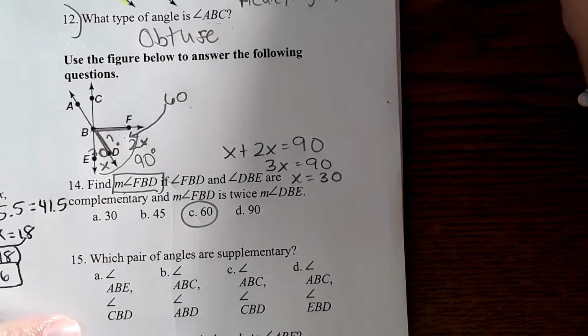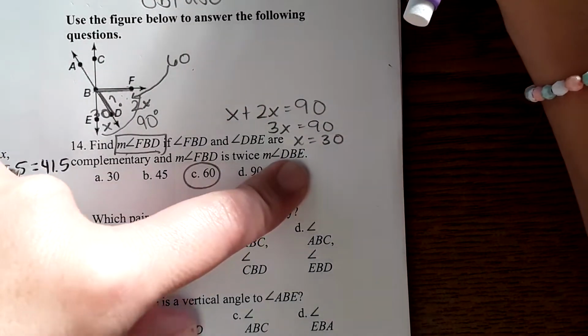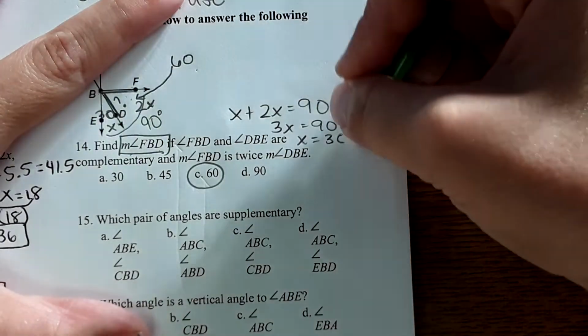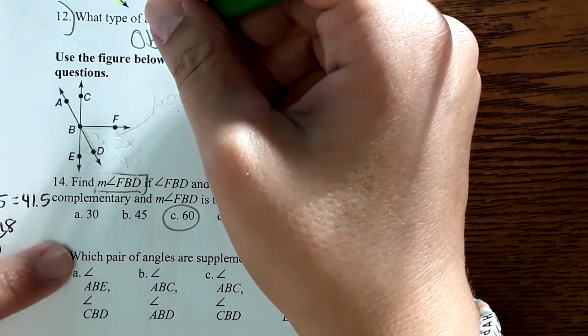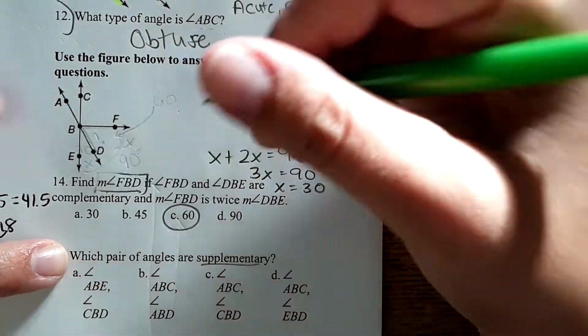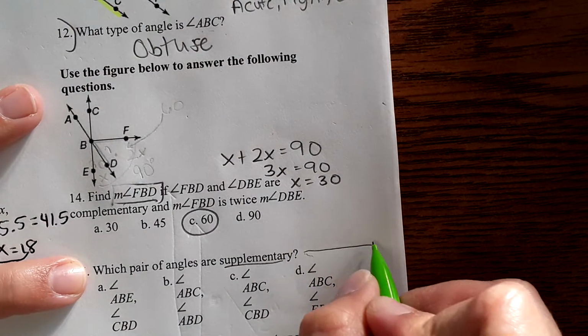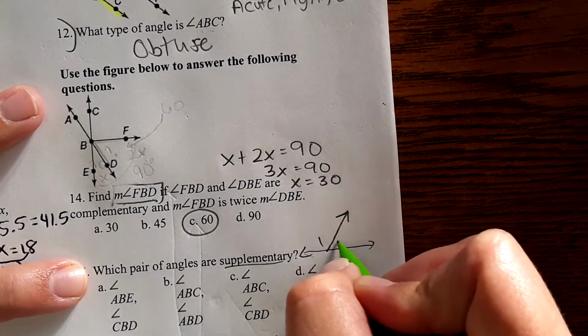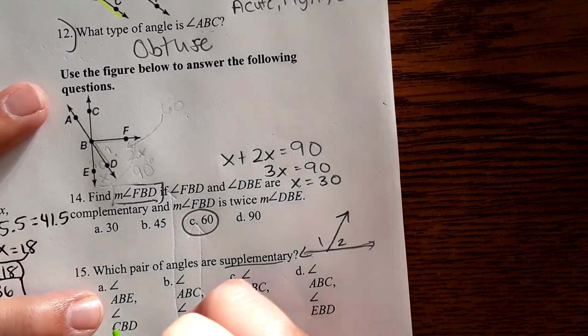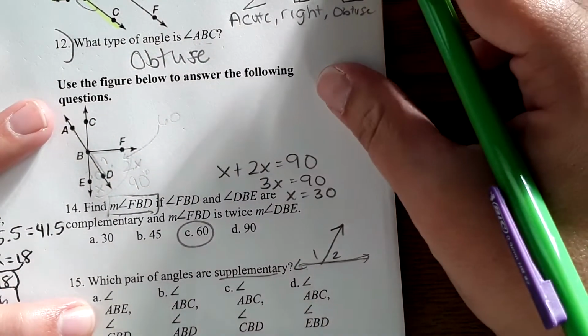Okay, back to vocabulary again. Does everybody have this down? I'm going to erase. Okay. I'm going to be using this again, so I'm erasing this. Okay, which pair of angles are supplementary? Remember, supplementary angles come together to form a straight line, so you're looking for two angles, like 1 and 2, that make this straight line here. So as I go through each answer choice, that's what I'm looking for.